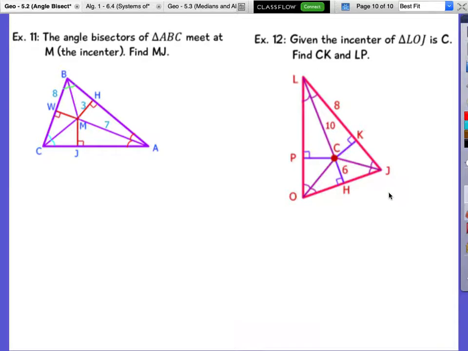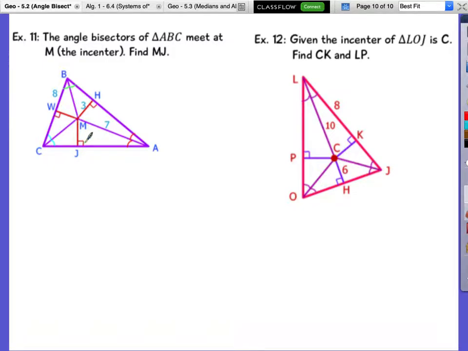The angle bisectors of triangle ABC meet at M. Okay, M is our incenter. M is the incenter here. So M, that's where the three angle bisectors meet. Okay, that makes sense. We need to find the length of MJ. MJ is from the incenter to what? One of the sides, correct?